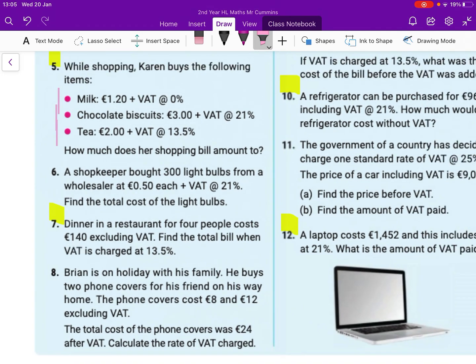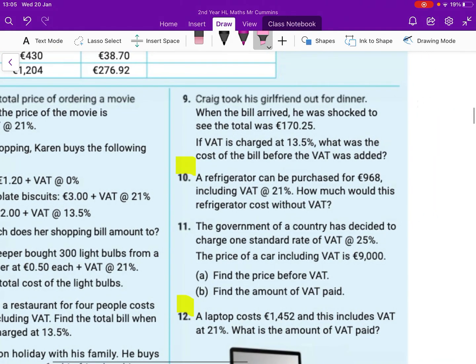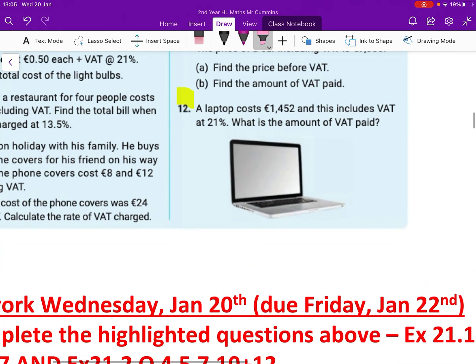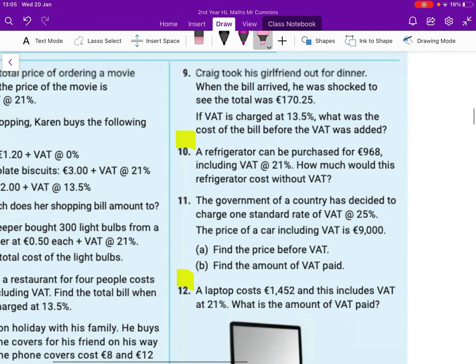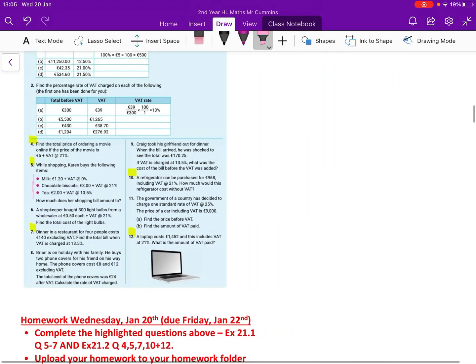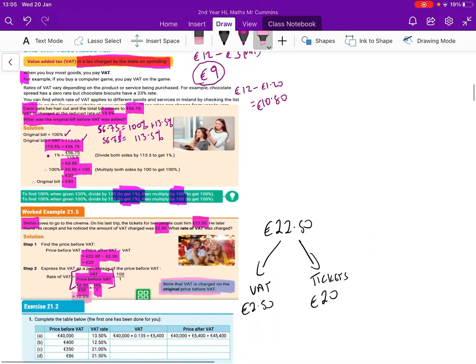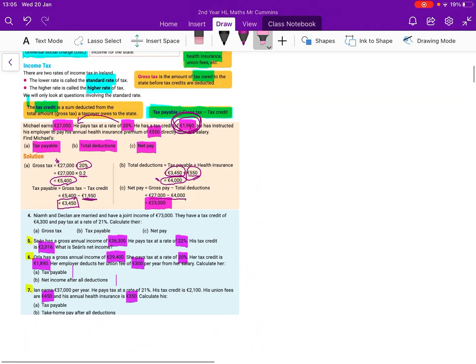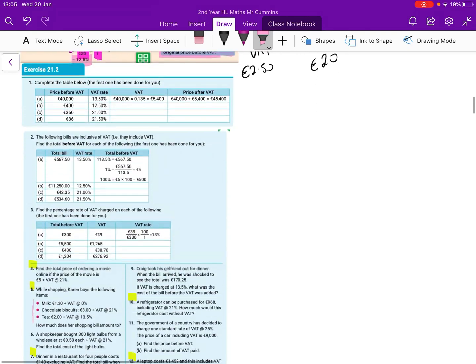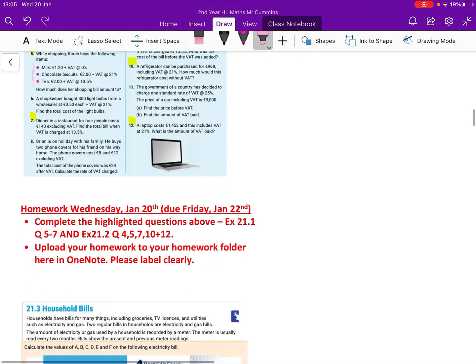And there's a restaurant example in number 9. Number 10 is they give you the VAT, which is included in the 968. How much would it be without? We had an example of that. And I gave you one about a laptop there, €1,452, and this includes VAT. So 12 is the same as question 10. It's nice handy ones for you to do. So you remember there, I have a couple of questions here based on working out gross and net pay. And I have a couple of examples down here based on calculating VAT.